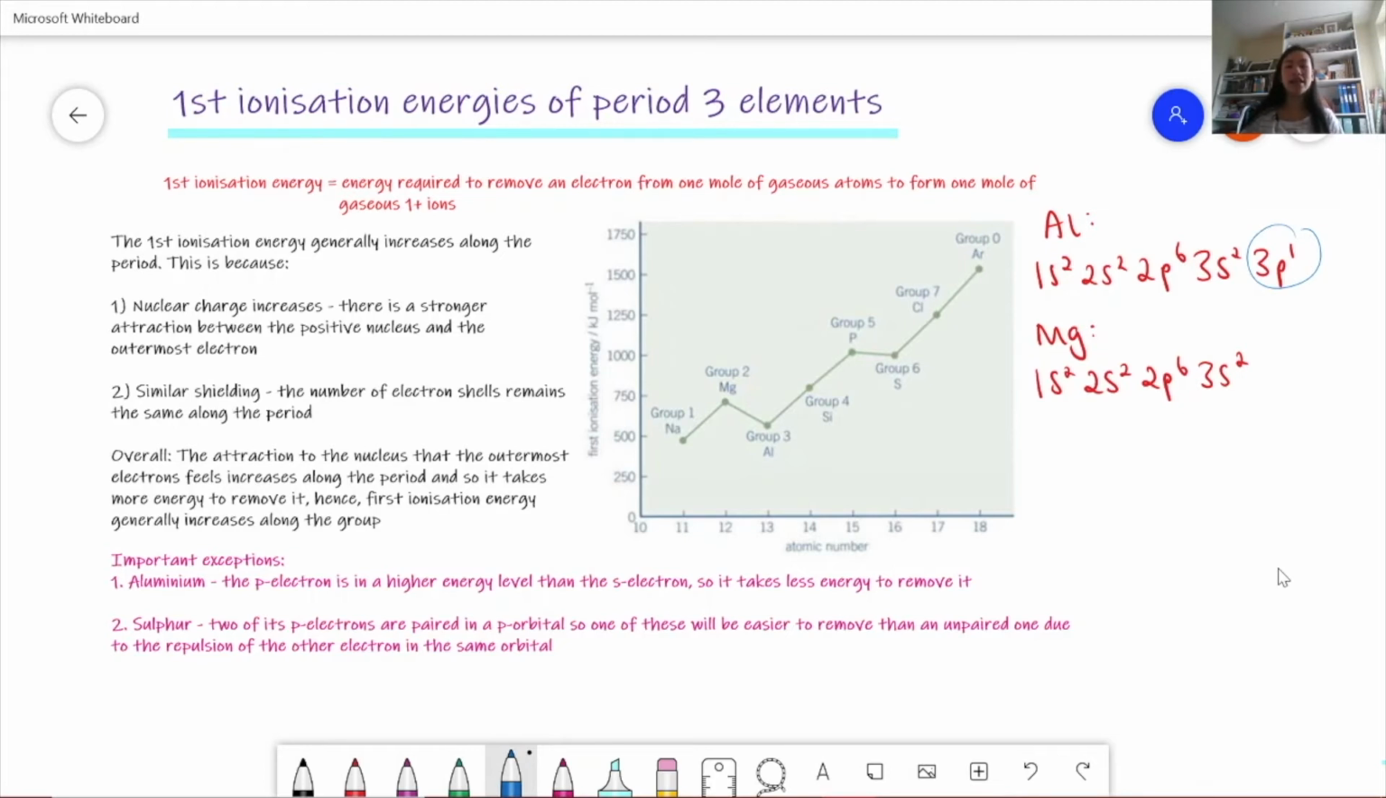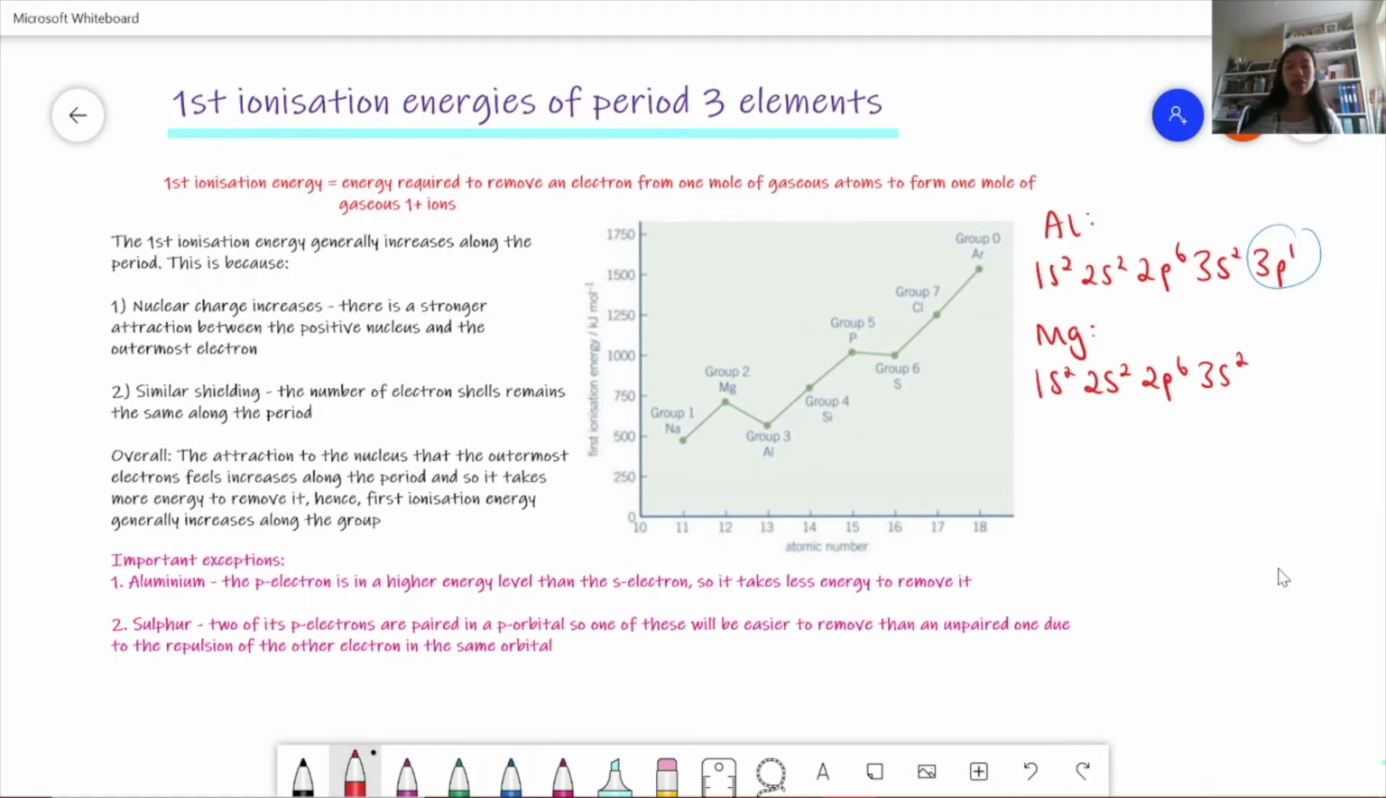And so it takes a lot less energy to remove that electron. And so the first ionization energy of aluminium will be lower than for magnesium. The second exception is sulfur. And this is because 2 of its p electrons are paired in a p orbital. So one of these will be easier to remove than an unpaired one due to the repulsion of the other electron in the same orbital.